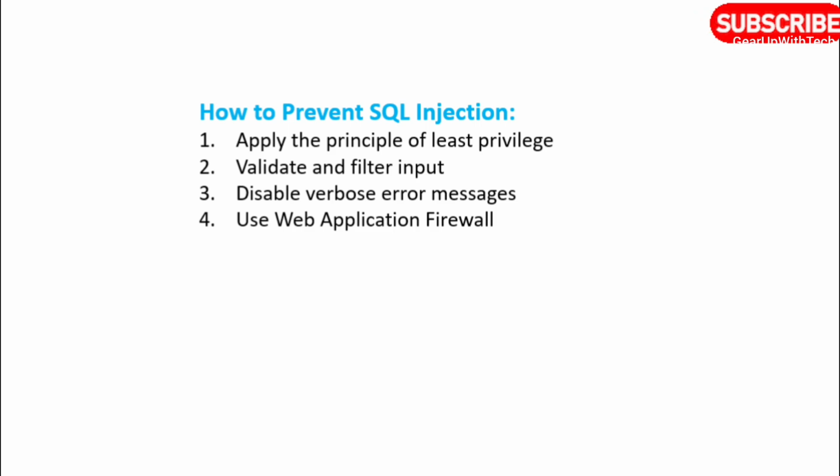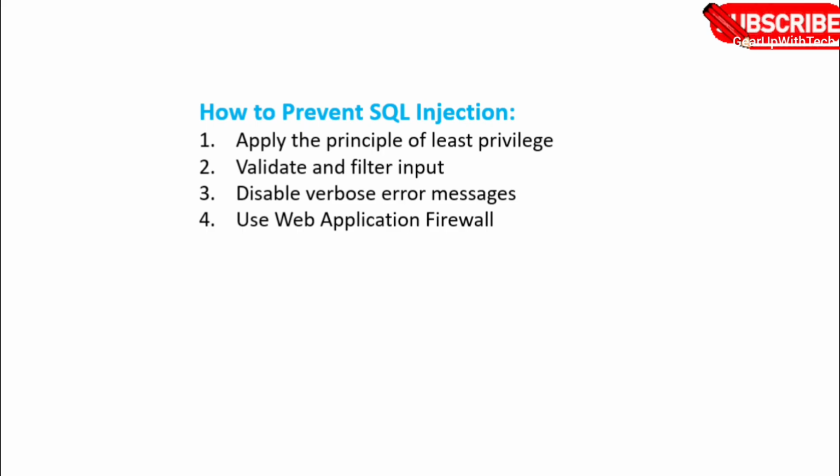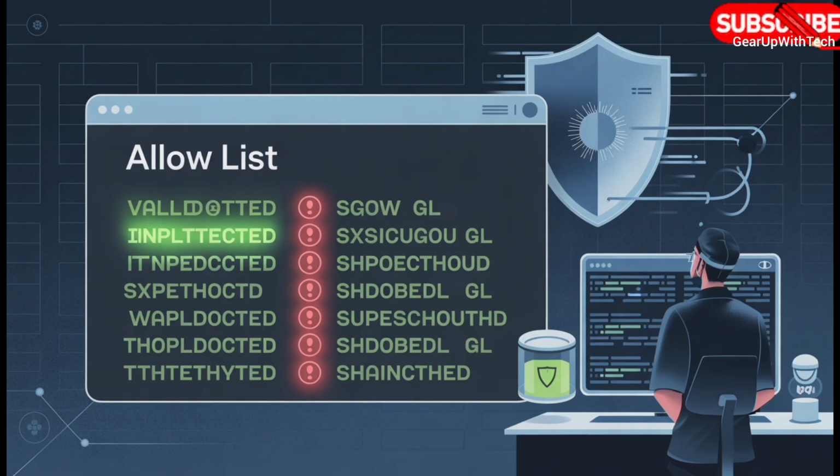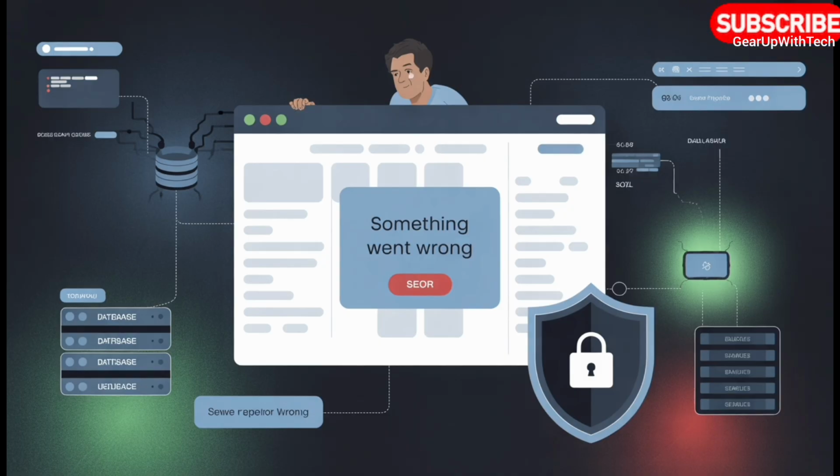Use least privileges. Ensure the database account used by the application has only the minimum permissions necessary to perform its required tasks. Validate and filter inputs. Use an allow list to ensure that only expected input is accepted. Disable verbose error messages. Configure the application to use generic error messages for the end user.